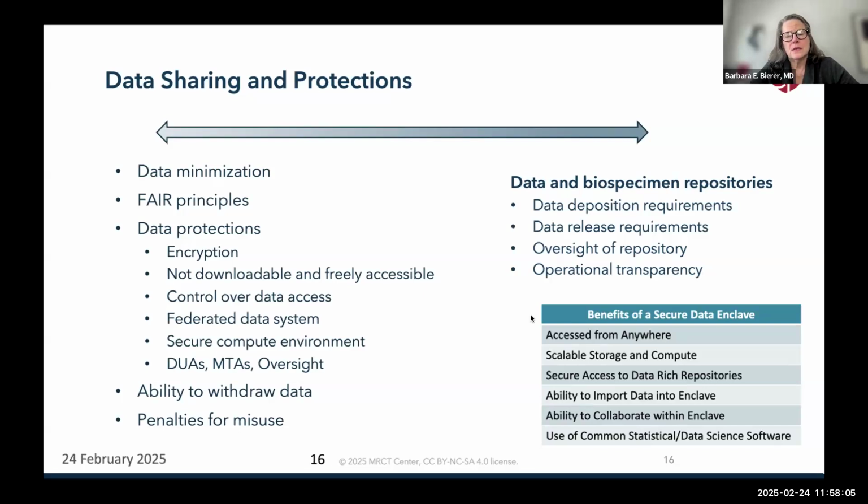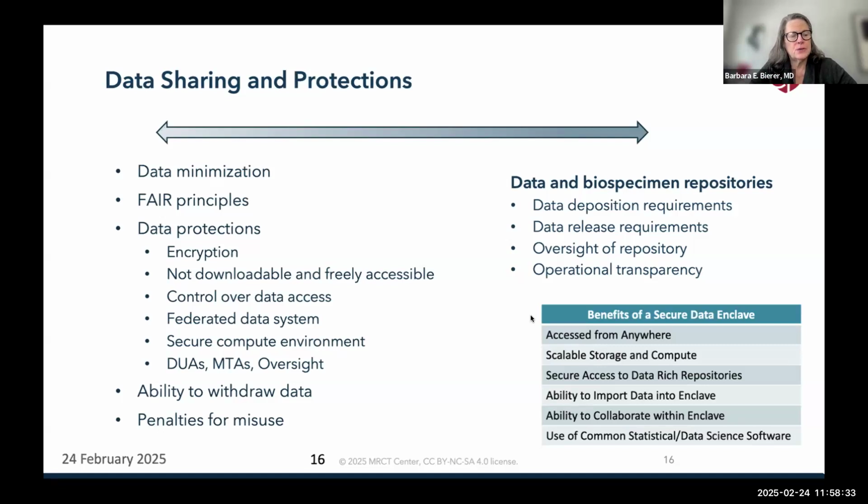Why do I say that there's a benefit to a secure data enclave? First of all, it can be accessed from anywhere. It's scalable. There's secure access to data-rich repositories, the ability to import data, to collaborate within the enclave without bringing it back, and then use of common statistical and data science software. So lots to consider on what can we control to make it safer.